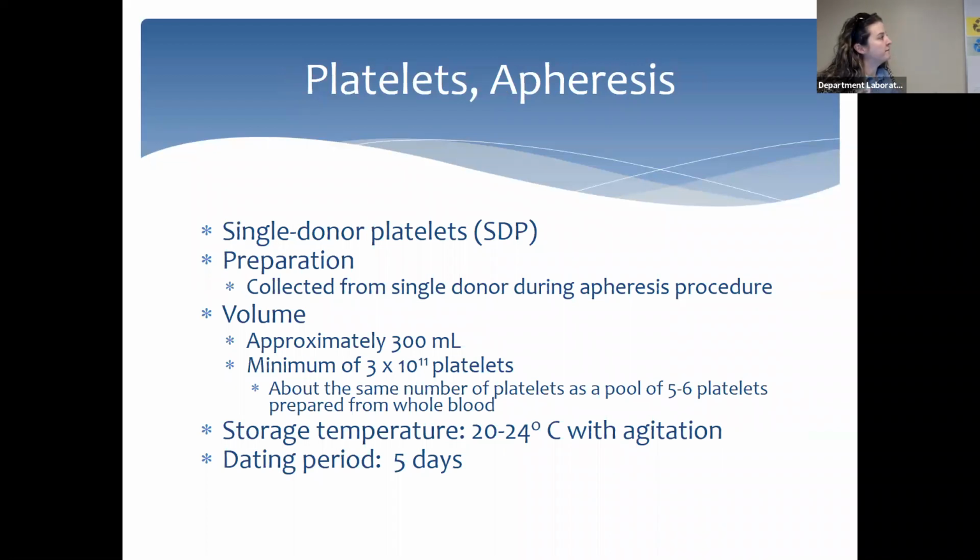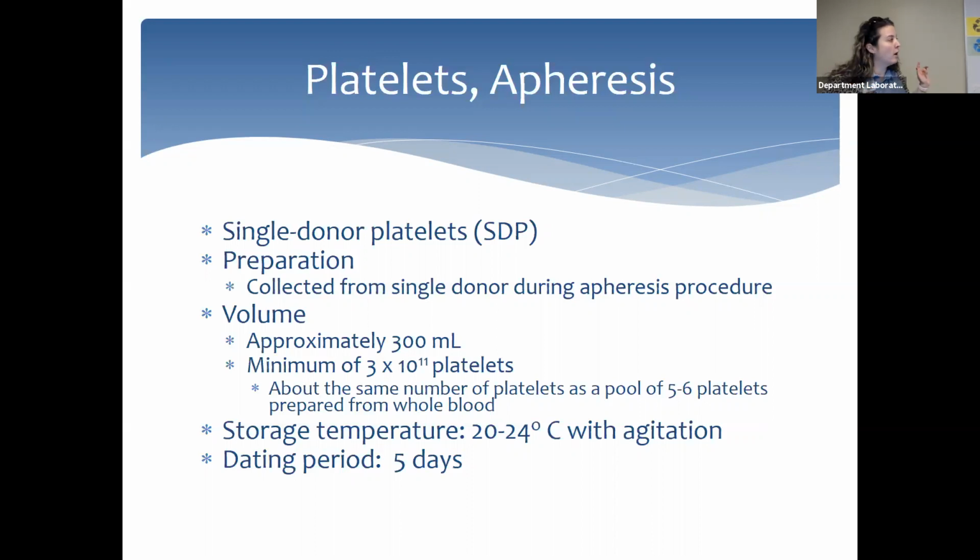All right, so if you donate platelets using apheresis, this is termed single donor platelets because using the apheresis technique, we can get a therapeutic dose of platelets from one single donor, okay? And typically we're going to pull off about 300 mLs of platelets. The minimum number of platelets must be 3 × 10^11 per unit, okay? And if you think about it, if you were to pool 6 to 10 platelet units from whole blood, this is a very comparable platelet count, okay?